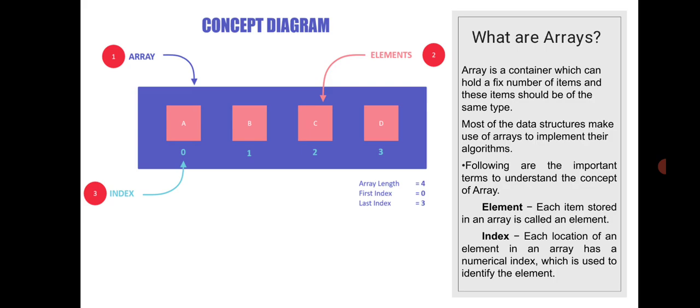Elements have a specific value and data type like ABC, true or false, or 1 2 3, based upon the data type, right? Each element has its own index, which is used to access the element. Suppose I have this array named a: a of 0 represents character a, right? a of 2 represents character c, like that.